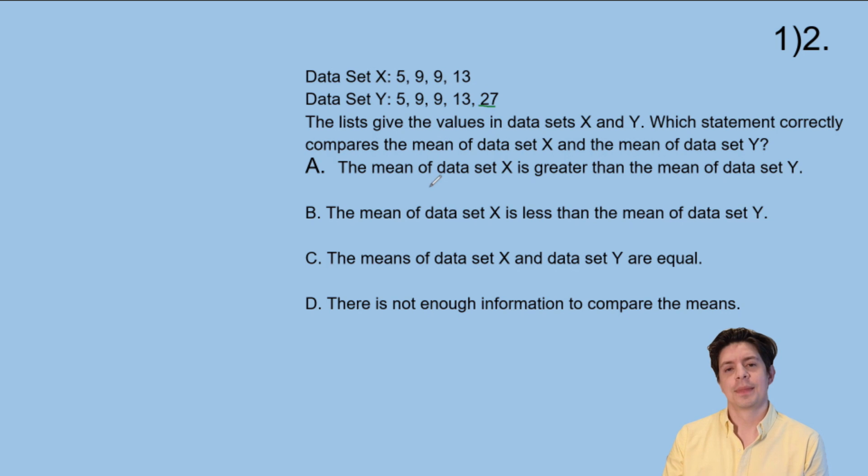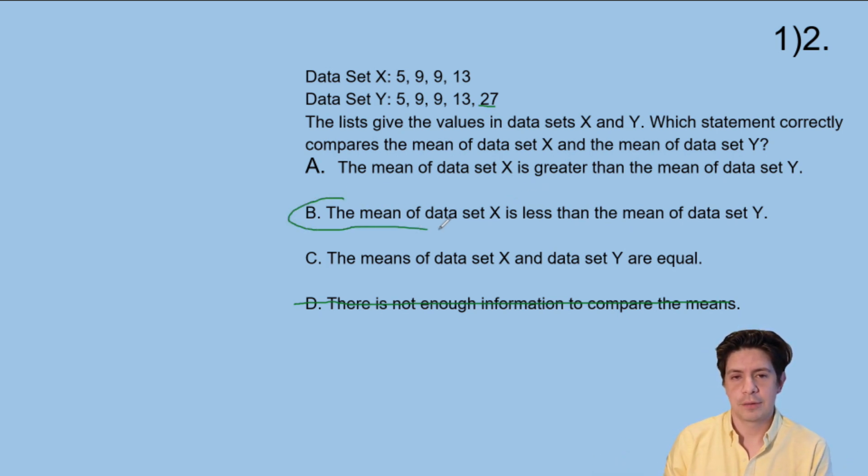So let's look. The mean of dataset x is greater than the mean of dataset y. The mean of dataset x is less than the mean of dataset y. The means of dataset x and y are equal. There's not enough information to compare the means. So this is automatically going to be, without doing any math, the mean of dataset x is less than the mean of dataset y. Why?